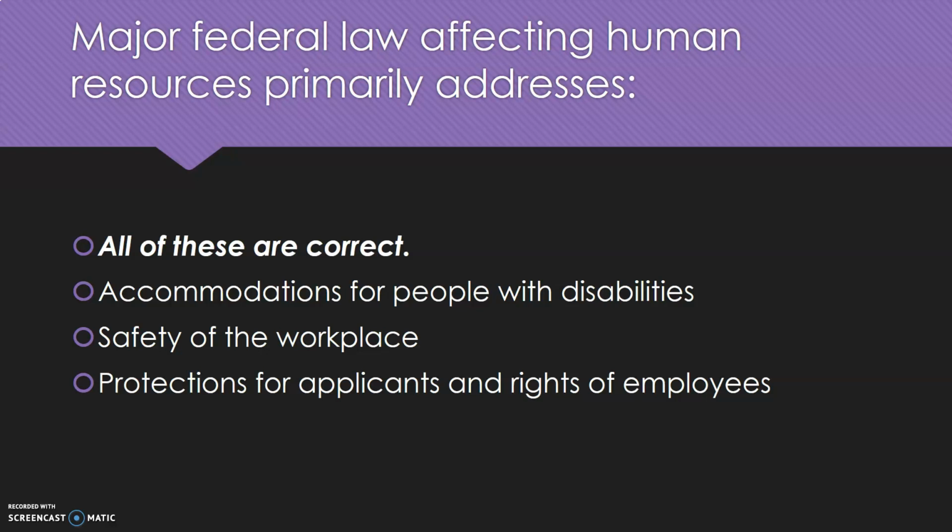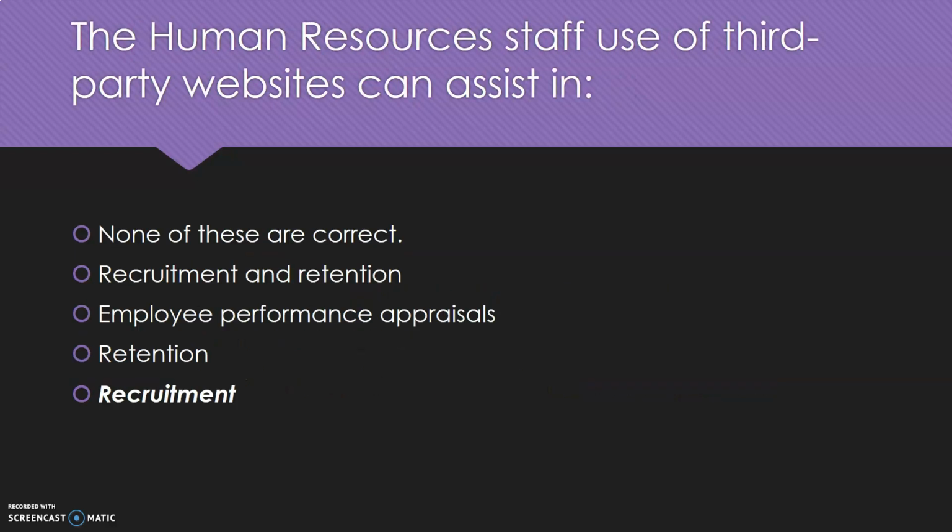So important to know. Safety of the workplace, OSHA, so very, very important HR law, and then protections for applicants and rights of employees. So Equal Opportunity Act, the Equal Employment Opportunity Act, those types of things, very important. So all of these were important HR laws, or important federal laws that impact HR. Next question, human resources staff use of third-party websites can assist in.